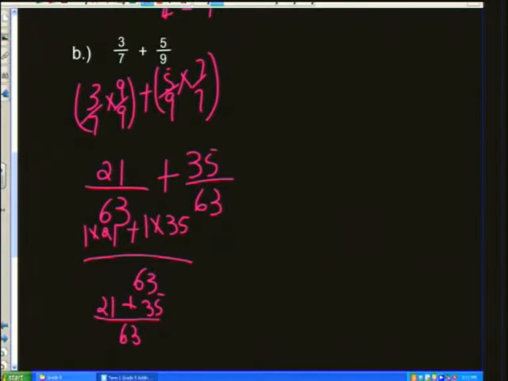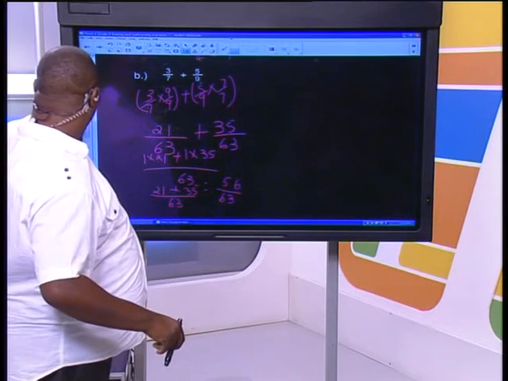When you add 21 and 35, I'm adding my numerators. 1 plus 5 is 6. 2 plus 3 is 5. That is 56 over 63. So that is my answer. Can I simplify it further? Yes, I think so. I could check the factors of 56 and the factors of 63, get the highest common factor, and then divide 56 by that one and 63 by that one. But I'm not going to. I'm leaving it to you to do because of time.